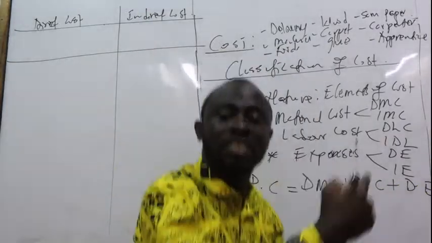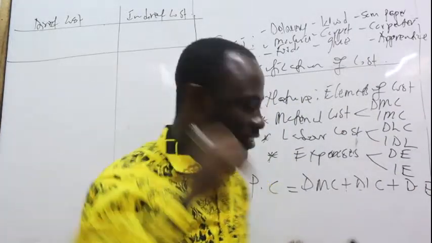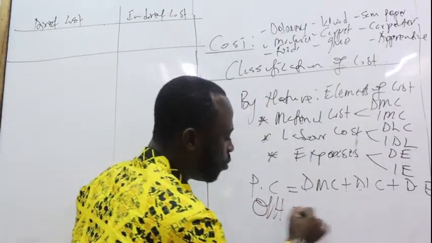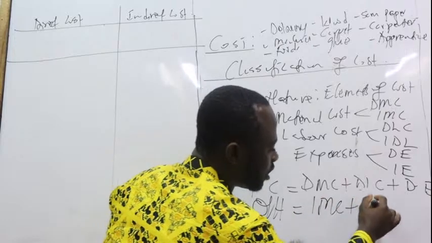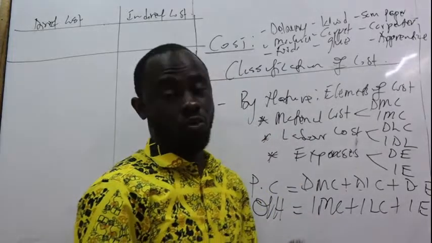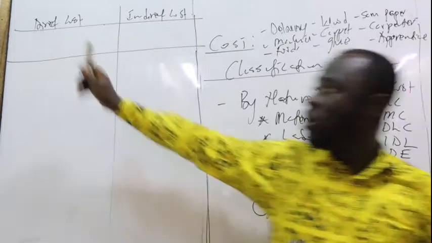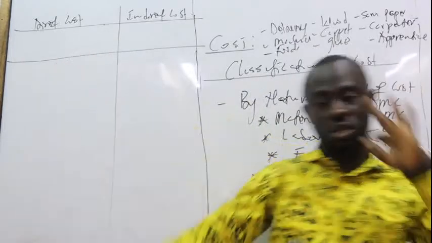However, summation of all indirect costs gives us overheads, all right? So overheads will be indirect material cost, indirect labor cost, indirect expenses. These will give us the overheads. That is the second distinction that we can make for direct cost and indirect cost.